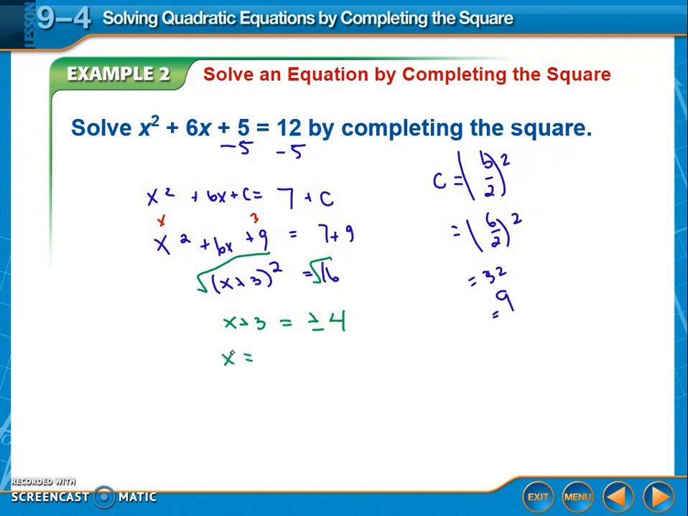So I can say x is going to be negative 3 plus or minus 4. So negative 3 plus 4, we're going to get 1. And negative 3 minus 4, we're going to get negative 7. So your solutions are 1 or negative 7.